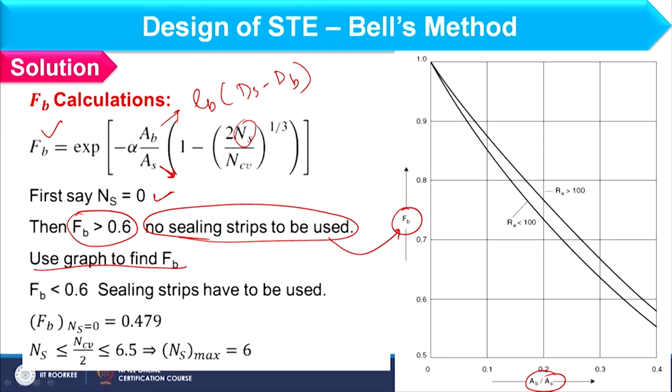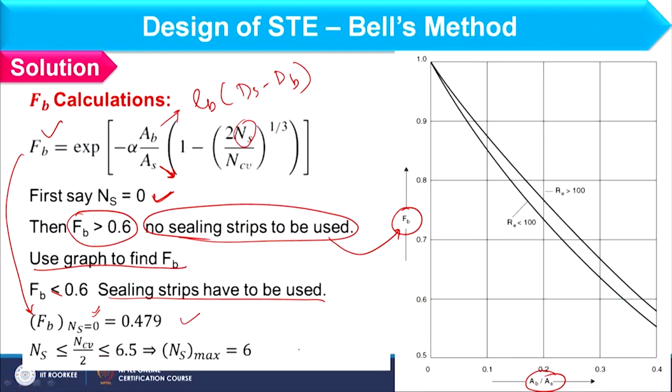Now, for NS equal to 0, if the FB value we obtain is less than or equal to 0.6, we should use sealing strips. So, if I put NS equal to 0 in this expression, FB we can obtain as 0.479. In this case you can understand that FB is coming less than 0.6, it means we require sealing strips. So, how many sealing strips should be required?